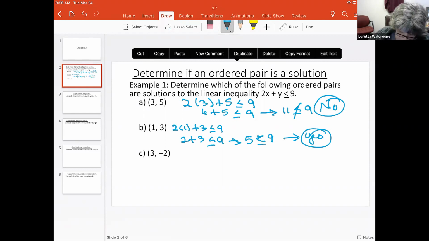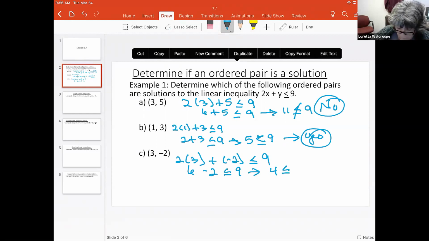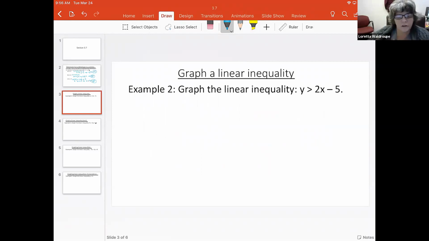And then the last one, 2 times 3 plus a negative 2, is that less than or equal to 9? Okay, so that's 6 minus 2, which is 4. That is true. So yes, that is a solution. That's how you determine that, okay? But now how do we graph this inequality?